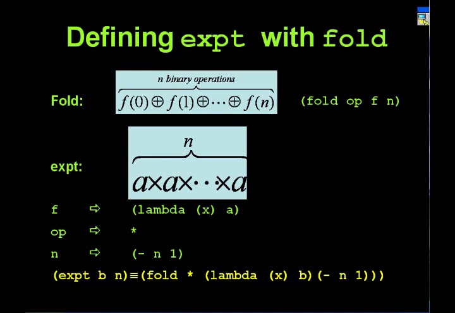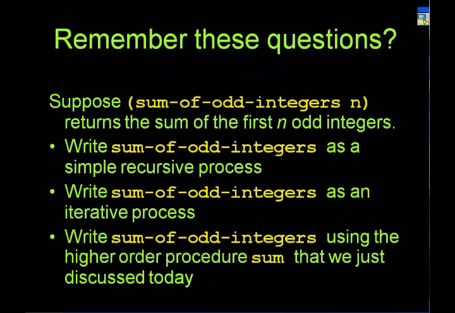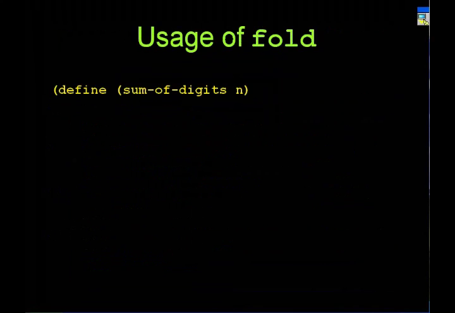I've shown like 4 or 5 ways of doing expt b to the n, but the whole point here is to train you in thinking about how to write this in different forms. Remember all these questions from the last lecture, where we asked you to write these different things. Let's define this one, sum of digits. How would you use fold to do this?